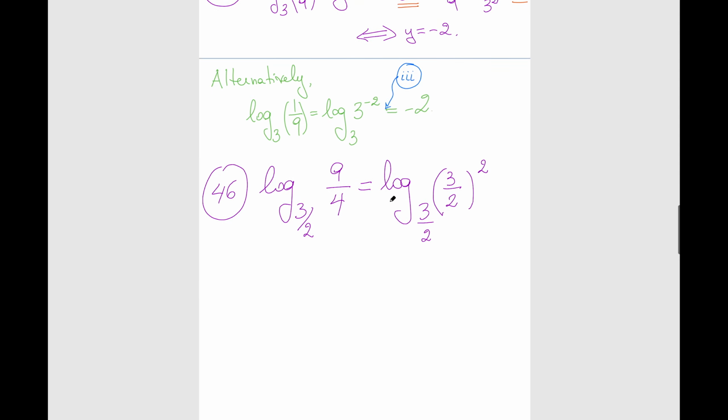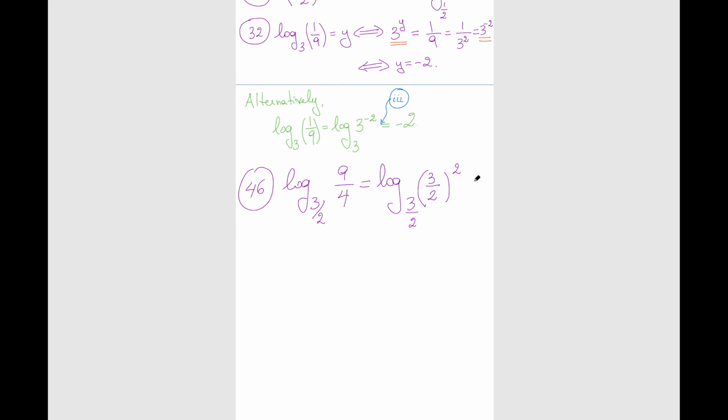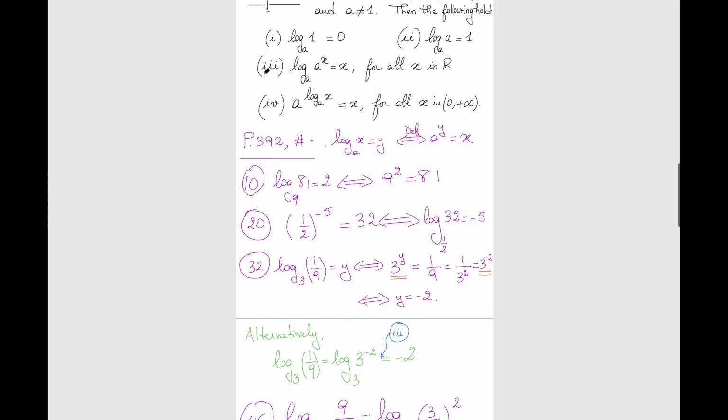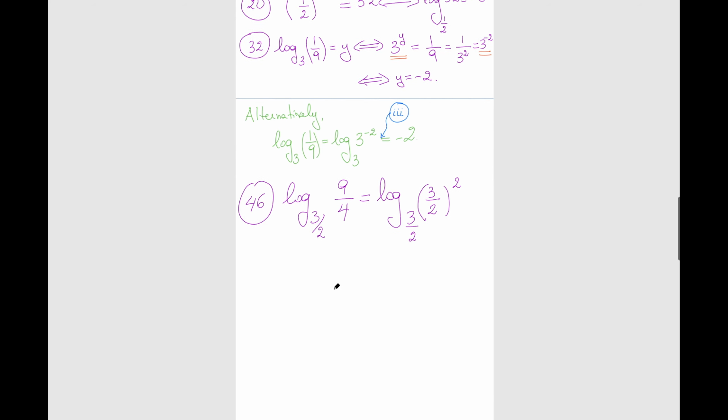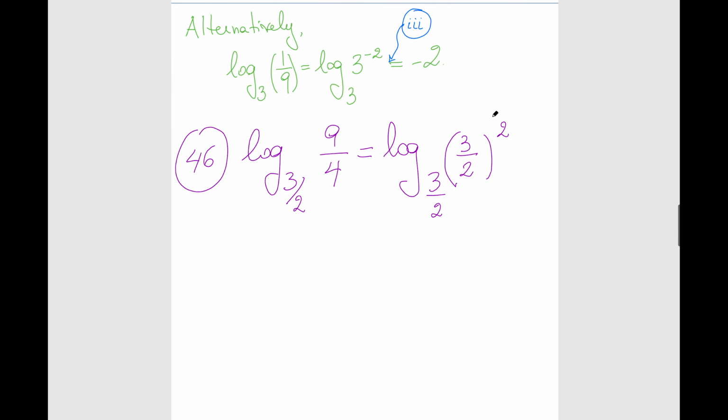Okay. And now back to property 3. Log base a of a to the x. Let me take you back there. Property 3: log base a of a to the x, for any real number x, that's x. So what's this guy then? That's the x. That's 2. So this is 2 by property 3 again, right? Okay.